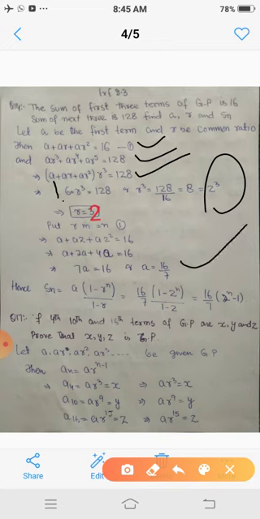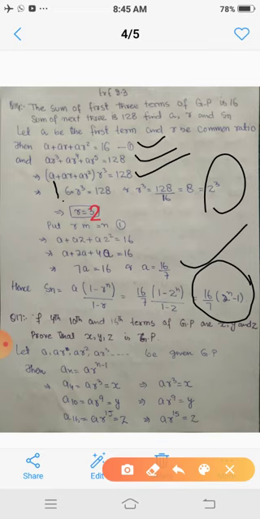We know that the sum of n terms of a GP, whose first term is a and common ratio is r, is Sn equals a into (1 minus r^n) upon (1 minus r), or Sn equals a into (r^n minus 1) upon (r minus 1). So substituting these values, we get 16 upon 7 into (2 raised to power n minus 1), which is the required sum of n terms of the GP.